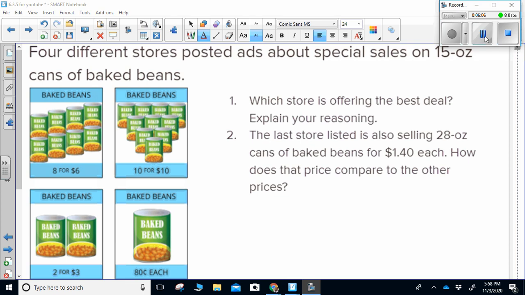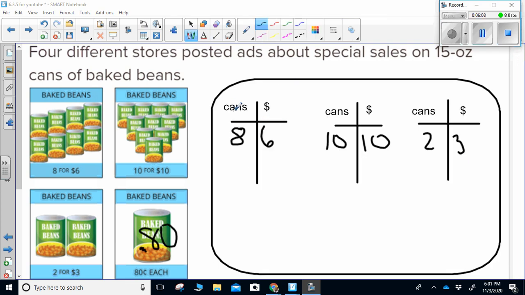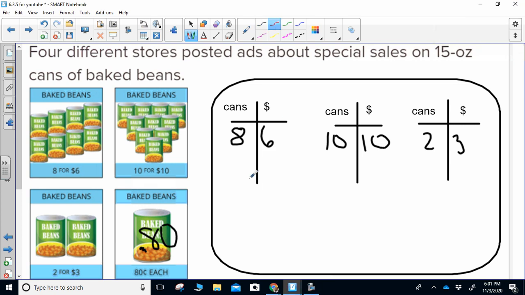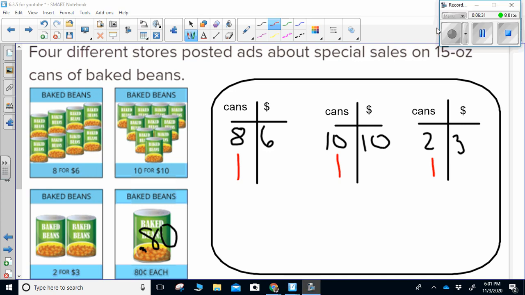All right, so here's my ratio table. I've got 8 cans for $6, 10 cans for $10, 2 cans for $3, and then 1 can here for 80 cents. So I didn't make a ratio table for that. To compare these, we want to know the prices for 1 can. So I'm going to put 1 can, 1 can, 1 can. And what I want you to do is pause the video and fill in the value for each 1 can.